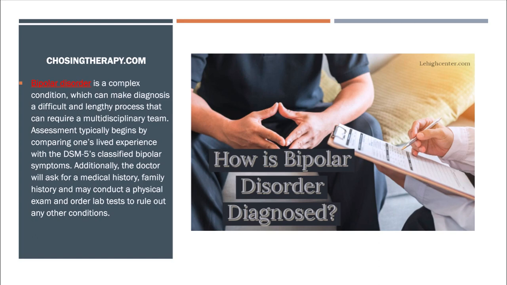So now you may ask, how is bipolar disorder diagnosed? Bipolar disorder is a complex condition, which can make diagnosis difficult, even a lengthy process that can require a multidisciplinary team. Assessment typically begins by comparing one's lived experience with the DSM-5 classified bipolar symptoms. Additionally, the doctor will ask for a medical history, family history, and may even conduct a physical exam, order lab tests to rule out any other condition.